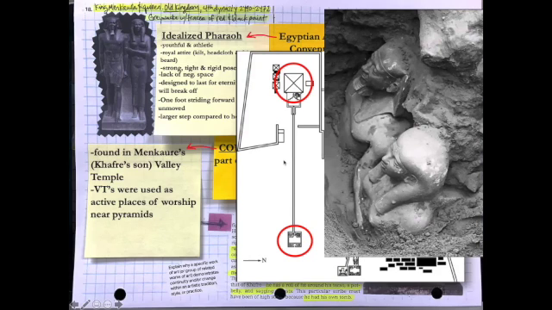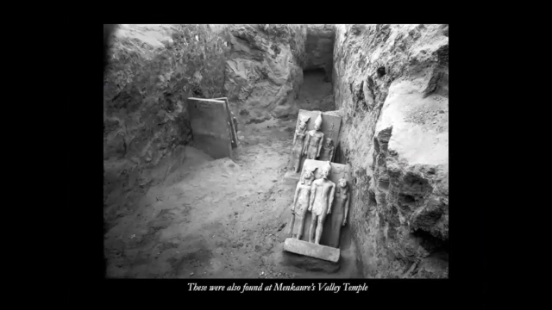I love these archaeological photographs of when they discover these sort of pieces. These are also found at Mankaura's Valley Temple, and they all have like a backing to them. So they're not freestanding sculptures. They have this stone slab that they are still being supported by.